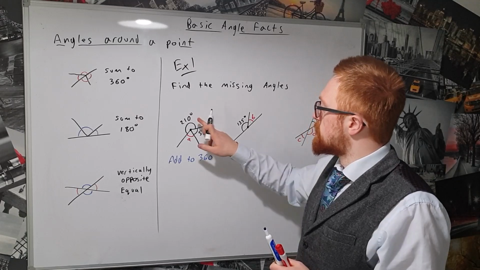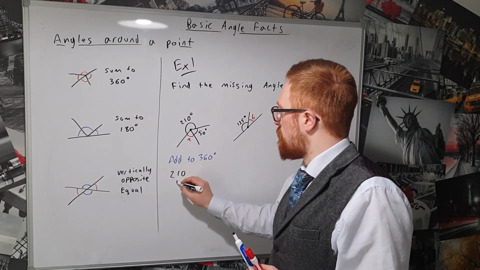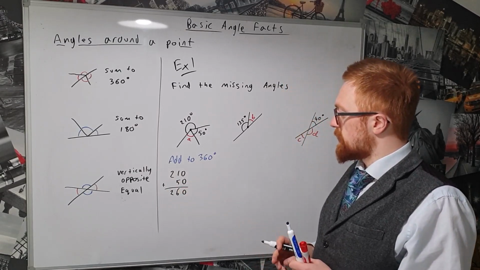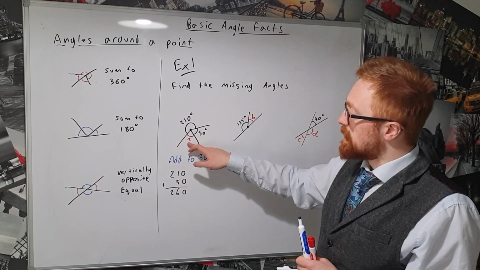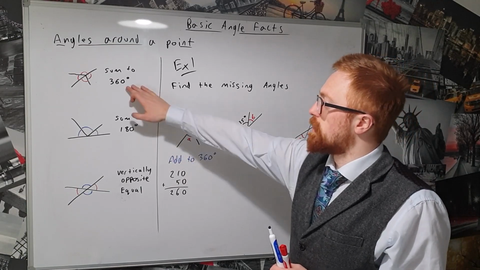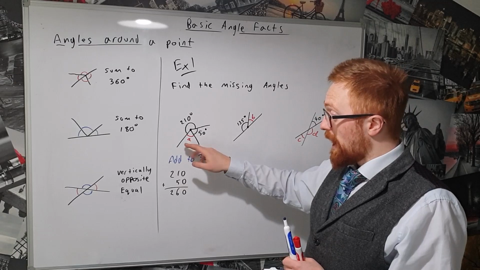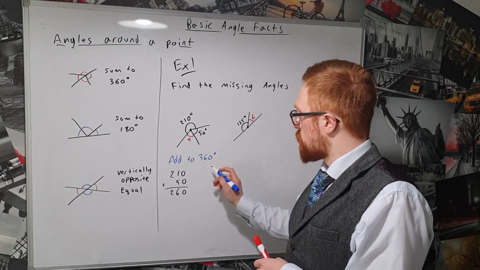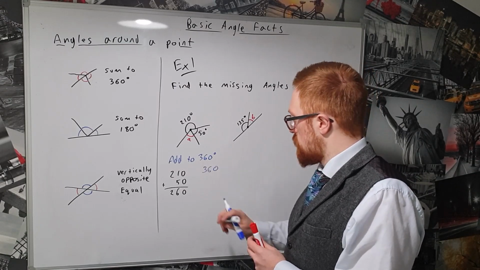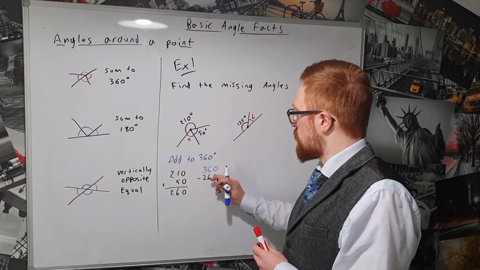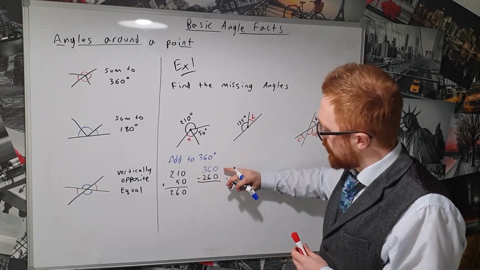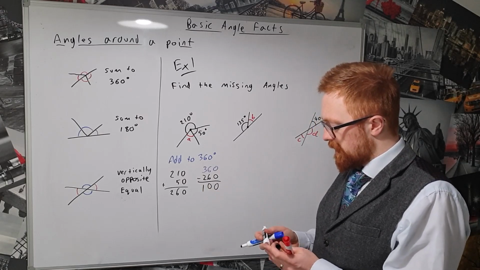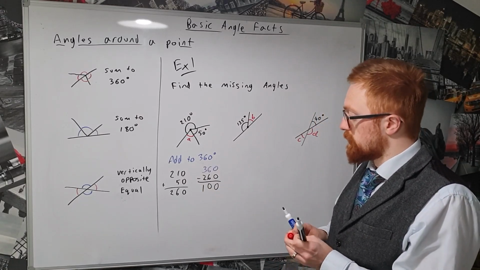So we will take 210 and 50 and add those together. That gives 260. And then to work out what A is, all three of them need to add up to 360. So we need to work out what A has to be to take it up to 360. The easiest way to do that is to do 360 take away our 260, and that gives us 100. So our final answer is that A is 100 degrees.